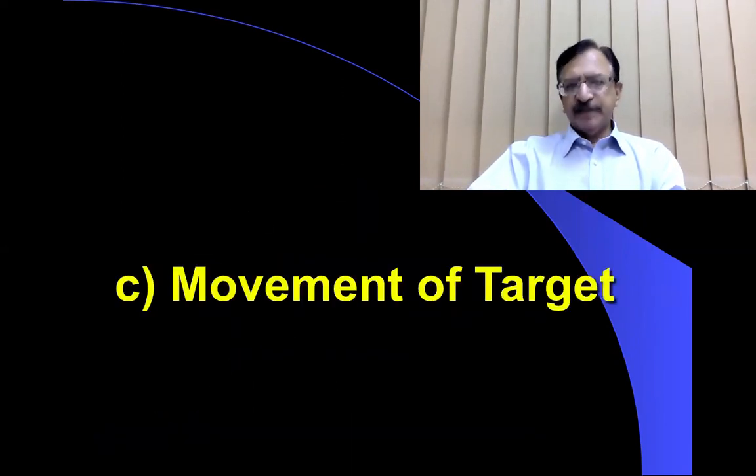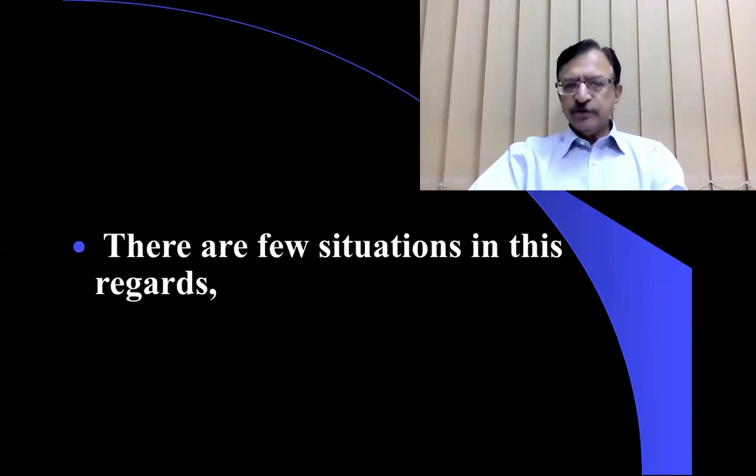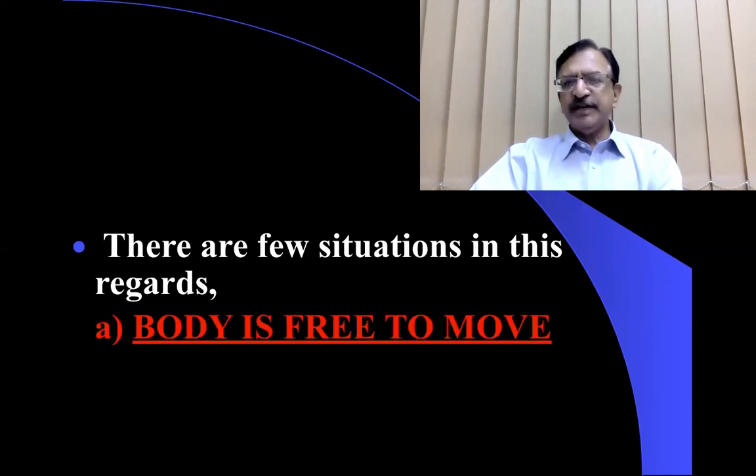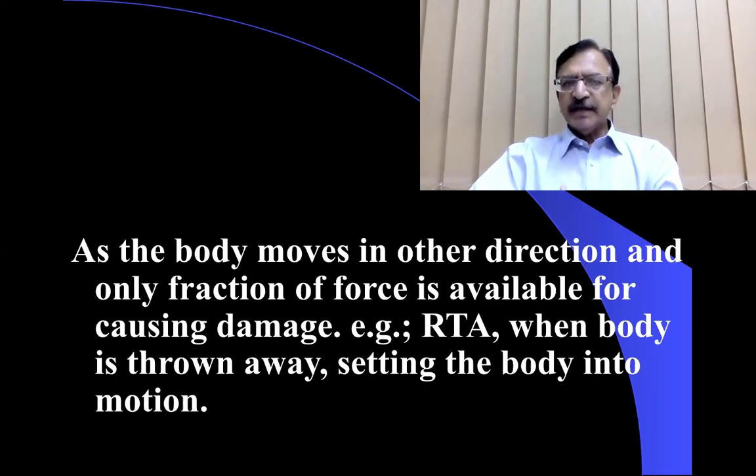Now, the movement of the target. That means the person is fixed, unable to move, or he is able to move. There are a few situations in this regard. For example, the body is free to move. In this situation, the local damage will be much less severe because part of the force which is applied will be dissipated, and as the body moves in another direction, only a fraction of force will be available for causing the damage.